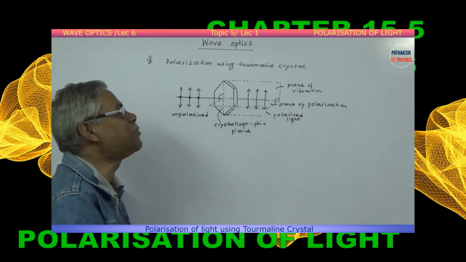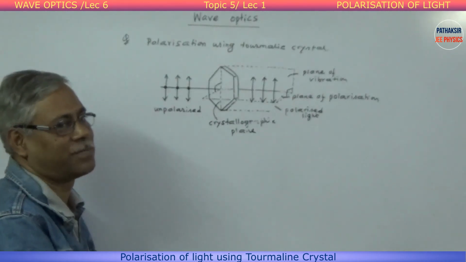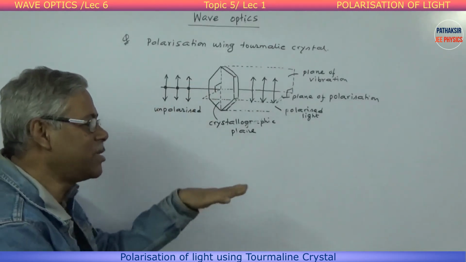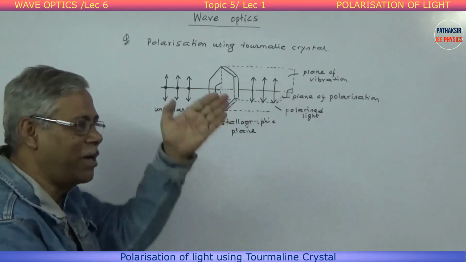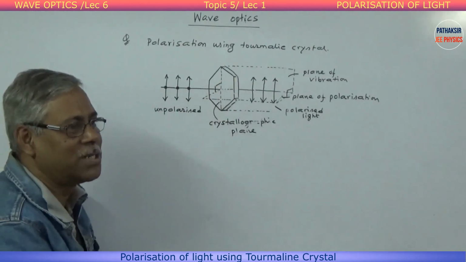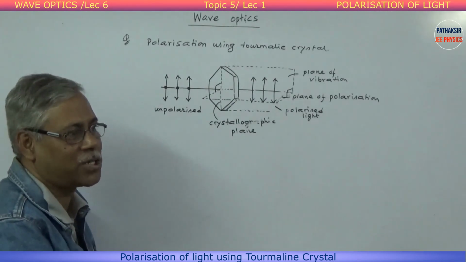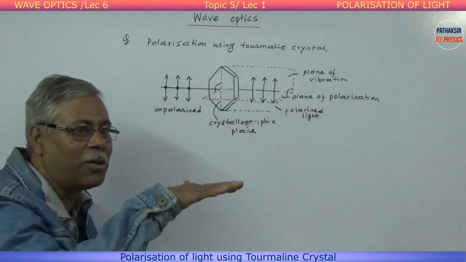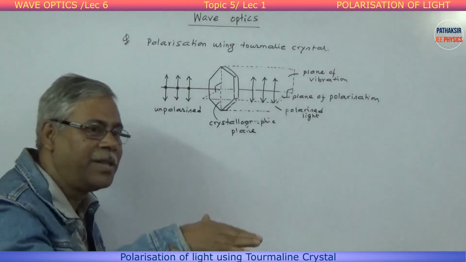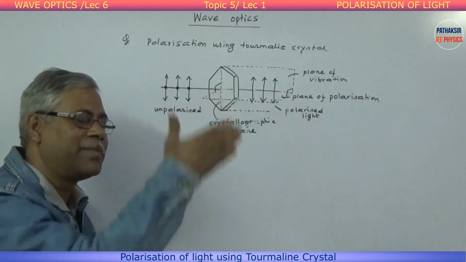Now a plane which is perpendicular to the plane of vibration is called the plane of polarization. In this plane there is vibration. We consider a plane which is perpendicular to it, and that plane is called the plane of polarization. That is the definition of plane of polarization. That means if I tell you this is the plane of polarization, you will automatically understand that the vibrations are occurring in the plane perpendicular to it.